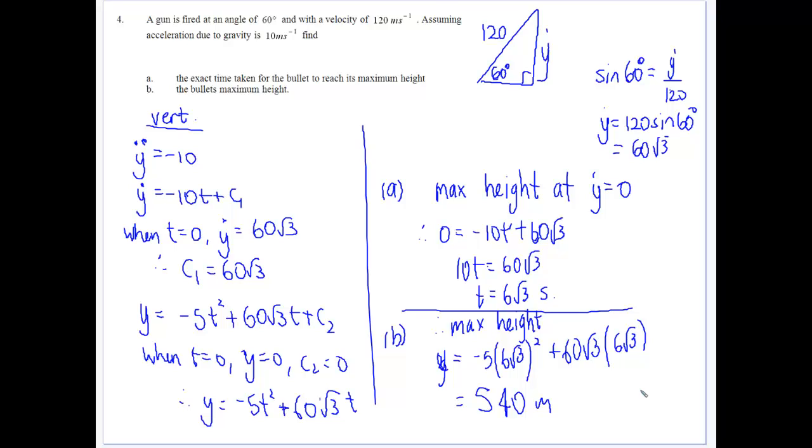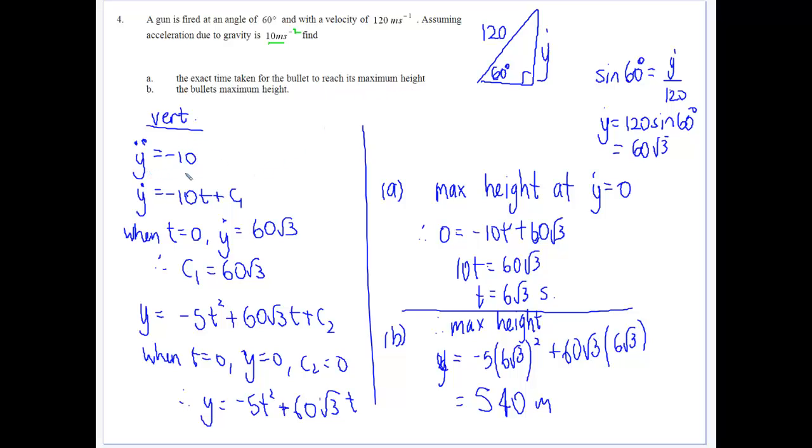Now, in this problem, we've got a gun being fired at an angle of 60 degrees with a velocity of 120. Again, we're taking gravity to be 10 meters per second squared. So vertically, what do we see? We want the exact time for the bullet to reach its maximum height.